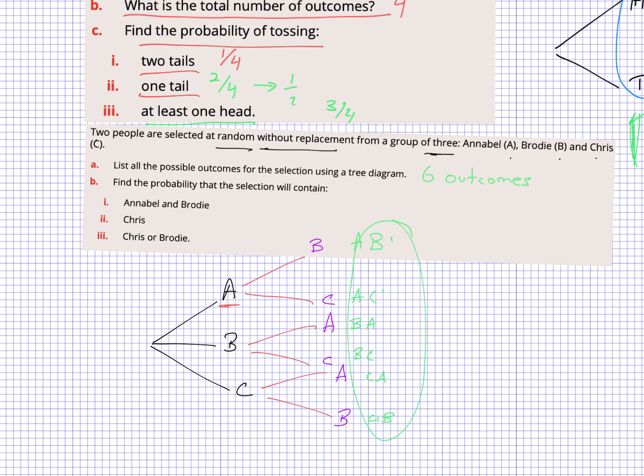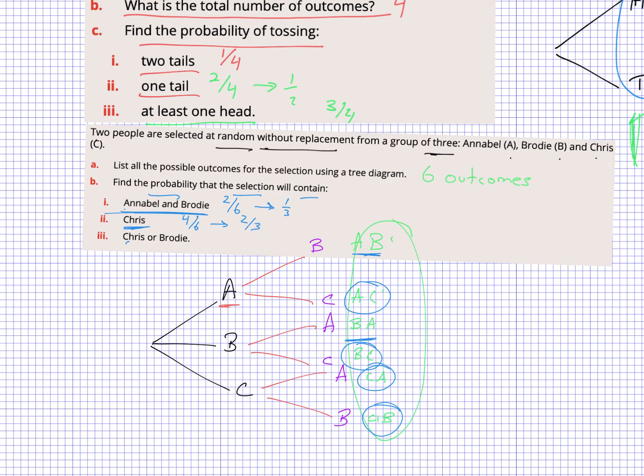All right. The next one says to find the chance the selection will contain Annabelle and Brodie. So I'm looking for anything that has AB. So I've got AB there, but I've also got BA there. So that gives me 2 out of the 6, which is the same as 1 in 3. Find the chance the selection has Chris in it. So any of the answers that have Chris. So there's 1 there, 1 there, 1 there, and 1 there. So that's 4 out of the 6, which is the same as 2 in 3.